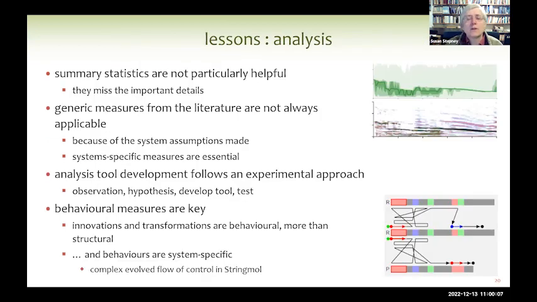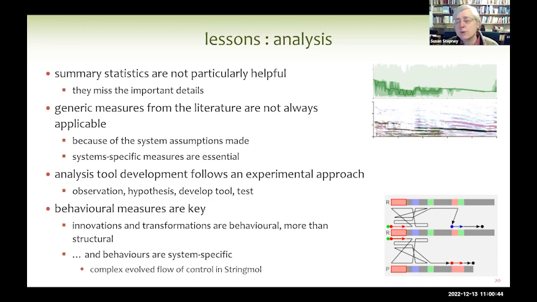So we also learned some lessons in analysing this quite complex system. In particular, the summary statistics don't seem to be particularly helpful because they miss the important details, they miss the fine structure, they miss the outliers and so on. Also, the generic measures that are often available in the literature for these kinds of systems are not always applicable because they often make specific assumptions about the system that might not be true, particularly in a highly evolved system. And so you really need measures that are specific to your own kind of system.